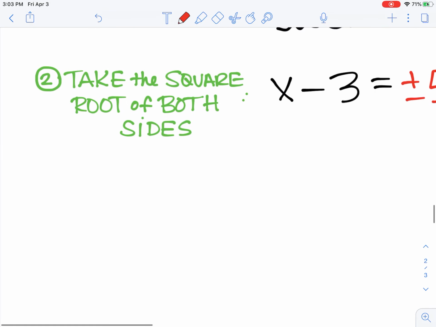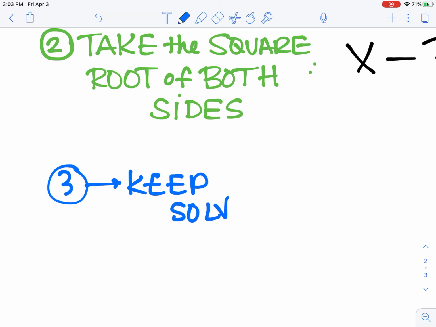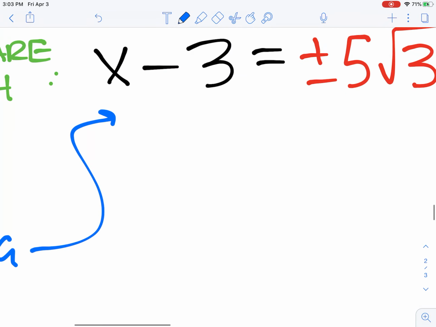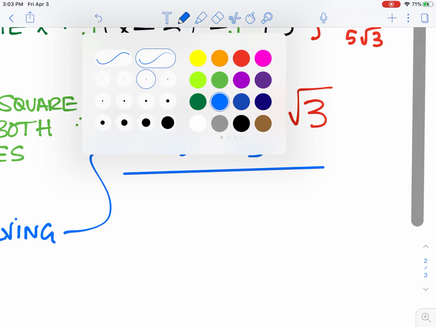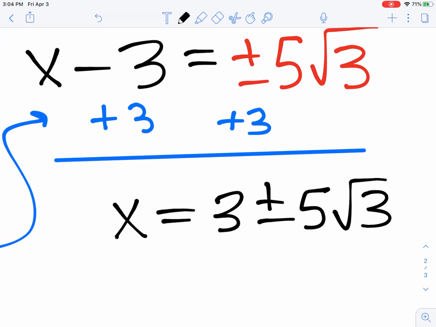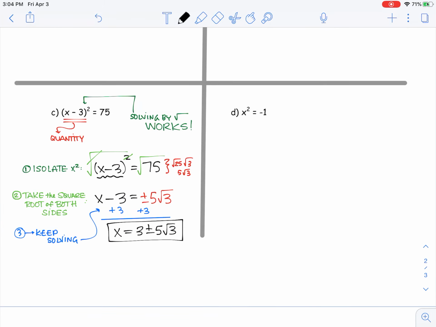Now, because of the fact that we had a quantity to begin with, we actually have a third step. So step 3, when you're dealing with a quantity, is just to keep solving. Because since we had the quantity, it means that x is not going to be by itself. So the last step here is going to be add 3 to the other side. So your final answer, and we always write that number in front, should be 3 plus or minus 5 radical 3. That's what you would get if you were leaving this in an exact answer.